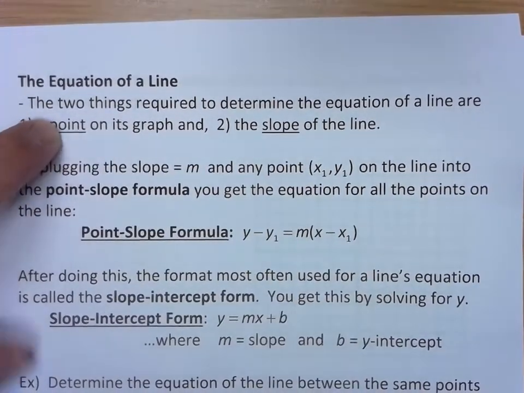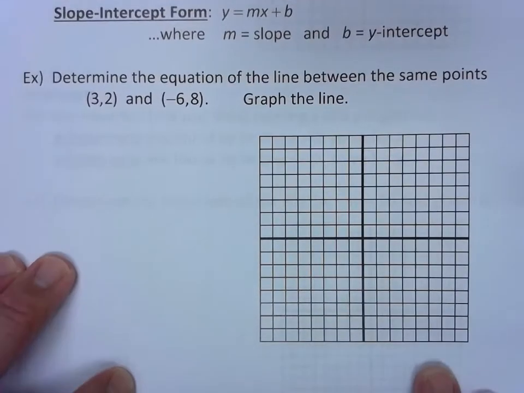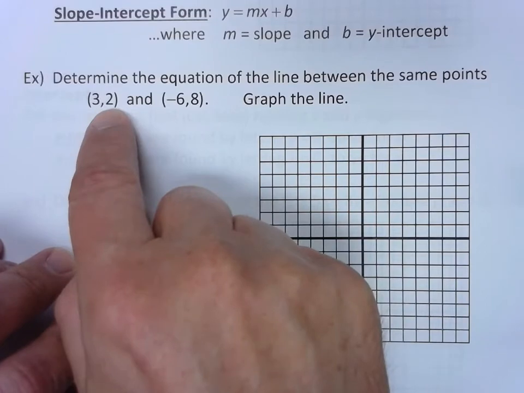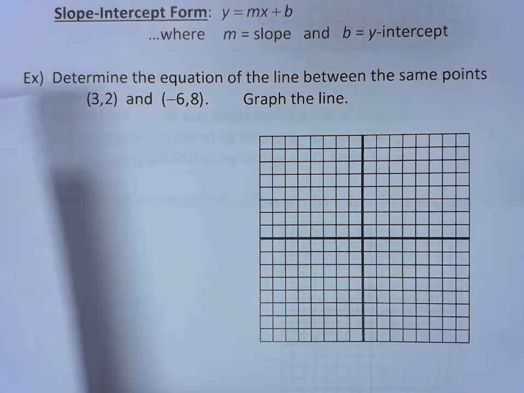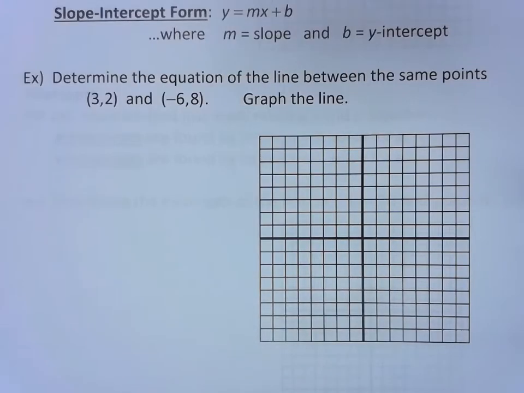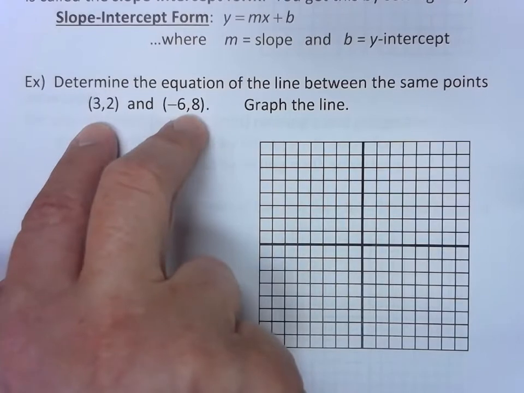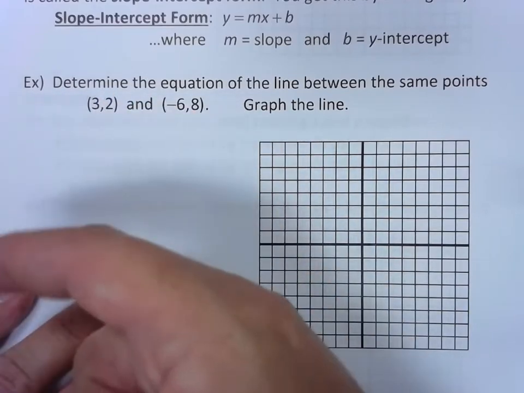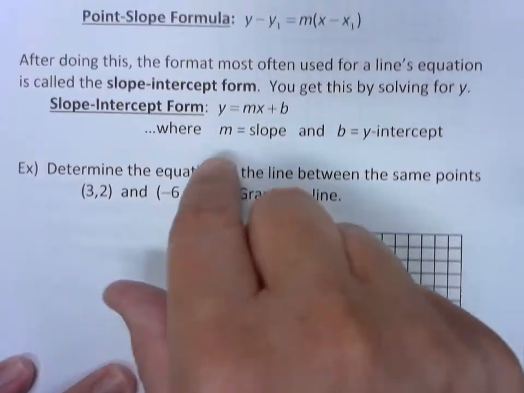So for instance, if I jump down to the example at the bottom of the page, we're asked to determine the equation of the line between these points 3, 2 and negative 6, 8. And notice this is the same pair of points that we looked at here on this first example. So we've got a point on the line. You've got 2 points to choose from. Both of these are points on the line, so either one will do. But to get the slope, we'll need to go back to that previous example to get the actual slope value. So technically, we've already got everything we need.